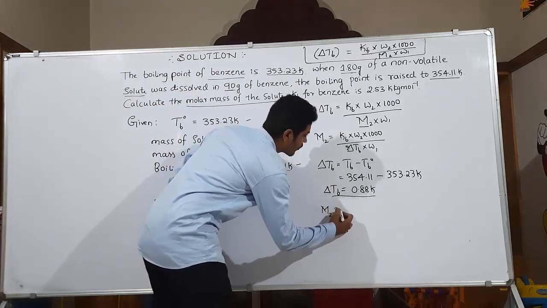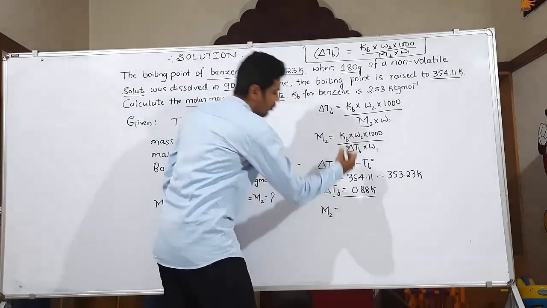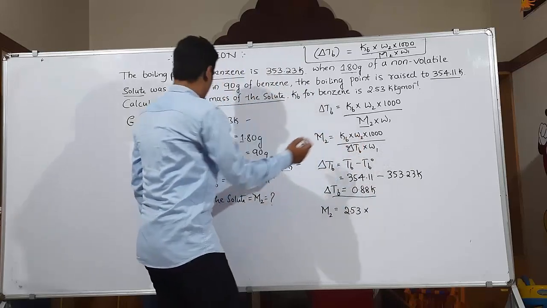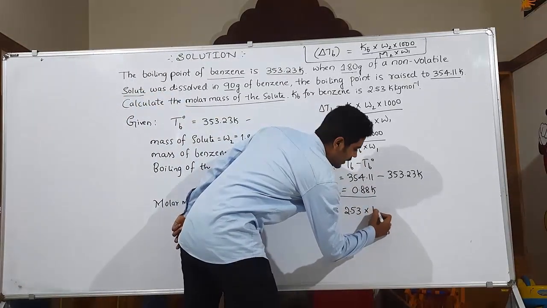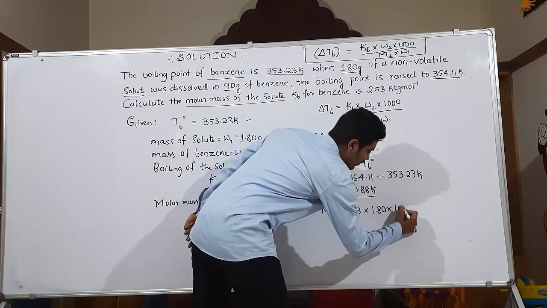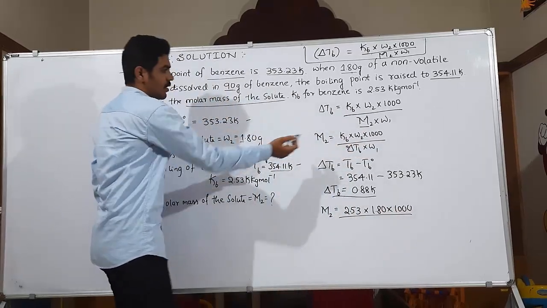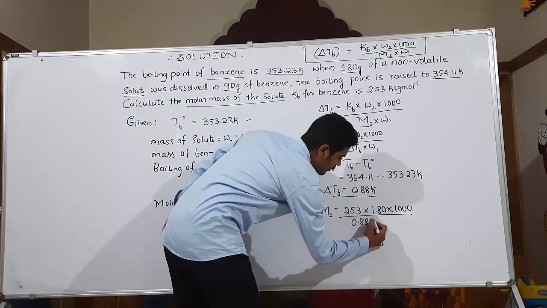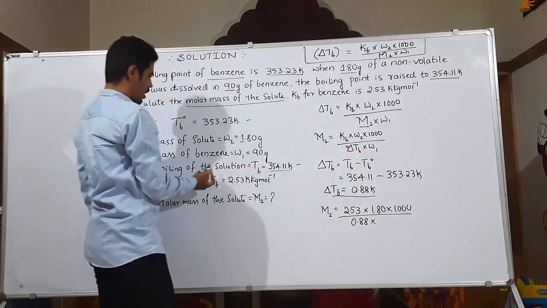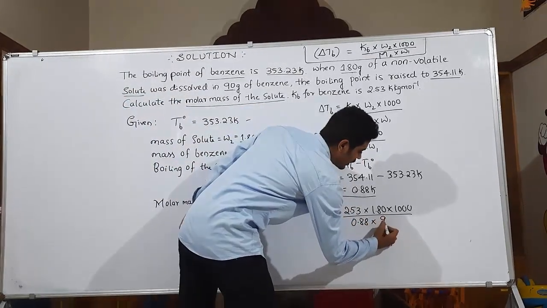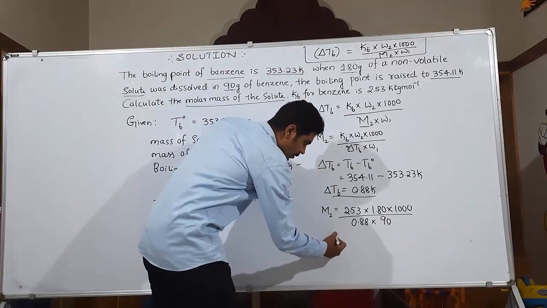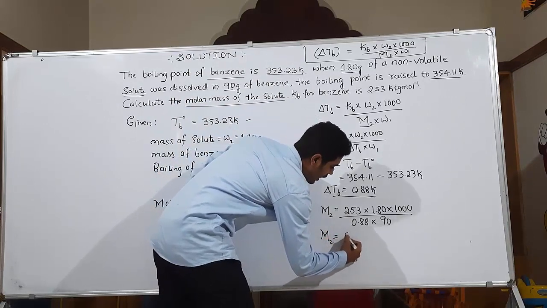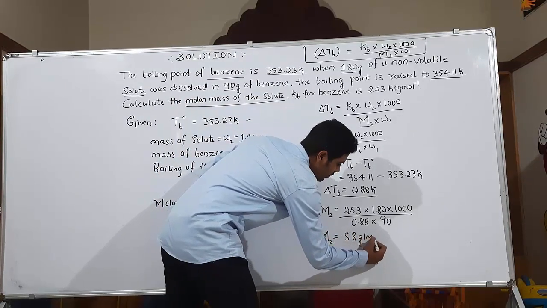M2 is equal to KB, how much is it? 2.53. 2.53 into W2, which is 1.80, into 1000, whole divided by delta TB. Just now you have calculated that, 0.88, into W1, the mass of the benzene, that is 90 gram. So on simplification of all these things, you will get the molar mass of the solute as 58 grams per mole.